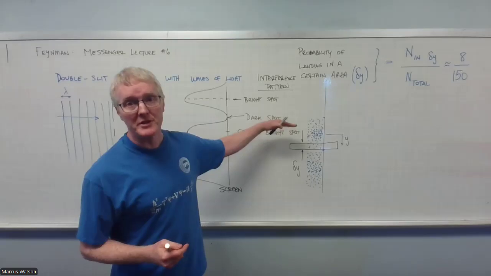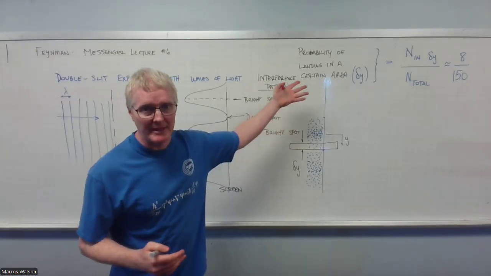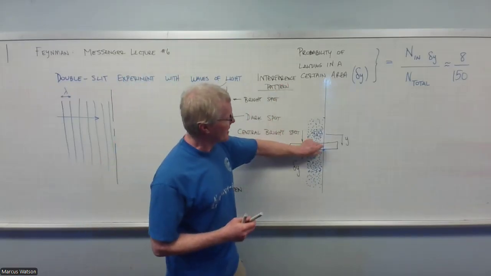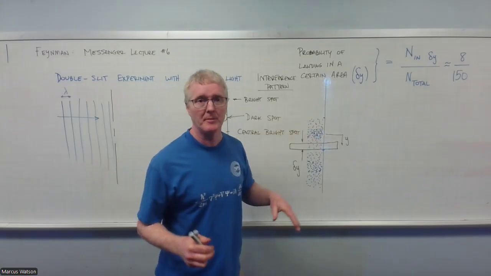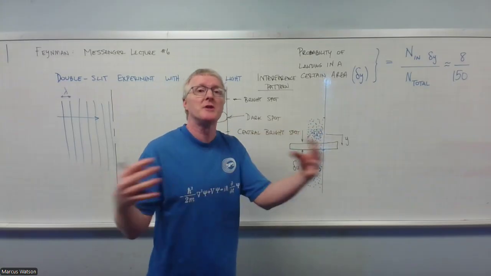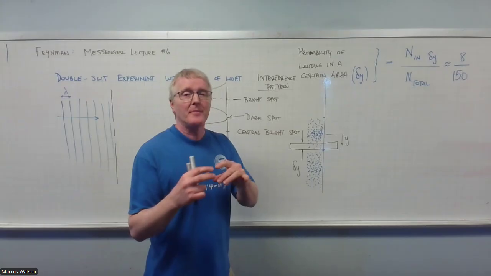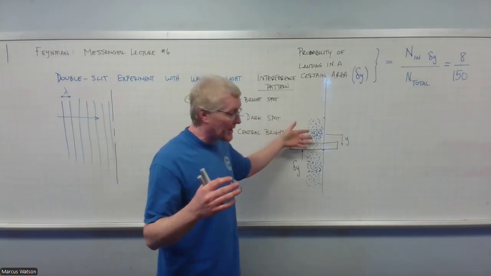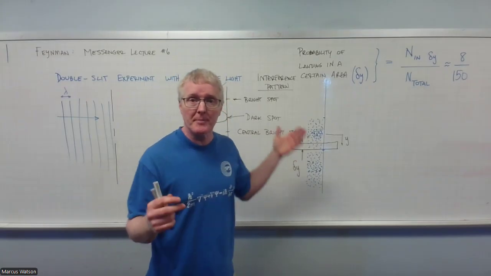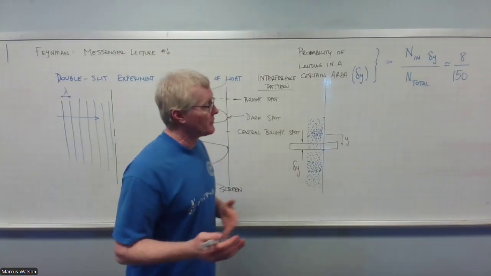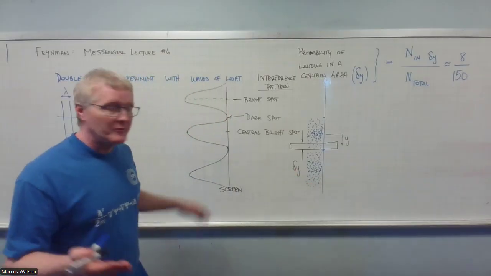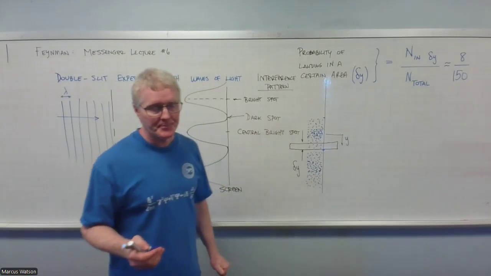Now, if I move the strip, I change the probability, right? Because if I move the strip, and all of a sudden I'm right here on top of the central maximum, well, that's going to encompass a large number of dots. And the fraction of dots is going to be much larger compared to the total number, right? So the probability will be higher for the photons to land here.